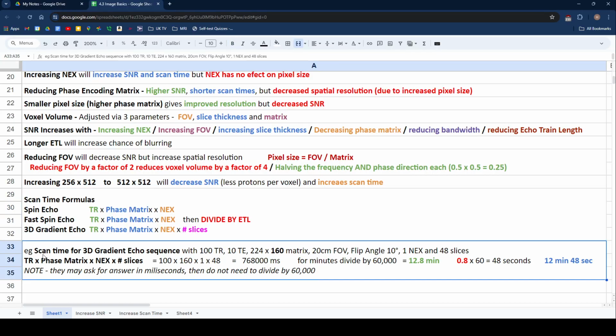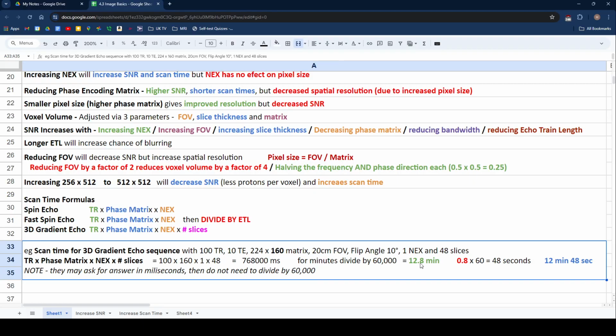So, a scan time for a 3D gradient echo sequence with 100 TR, 10 TE, not relevant. 224 times 160, the phase will be the smaller number. 20 centimeter, not relevant. Flip angle, not relevant. NEX is 1, 48 slices. So, TR times phase matrix times NEX times number of slices is this in milliseconds. Then you're going to divide everything by 60,000 to get in minutes what that's going to be.